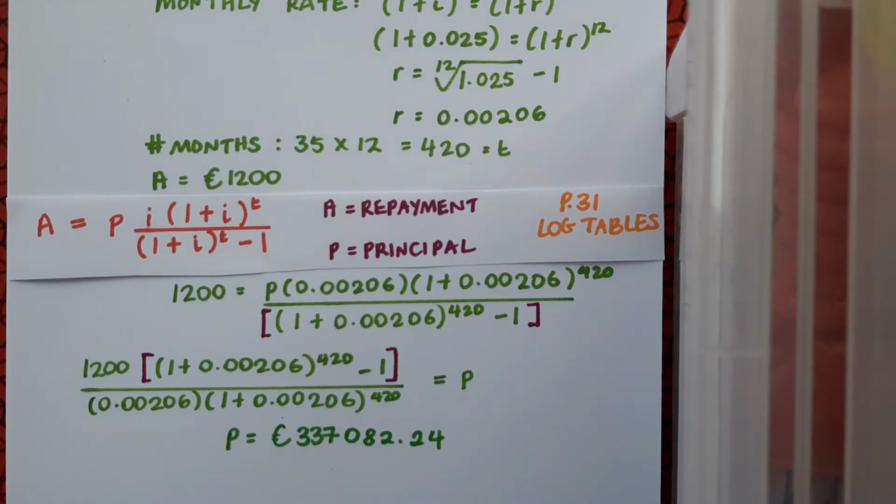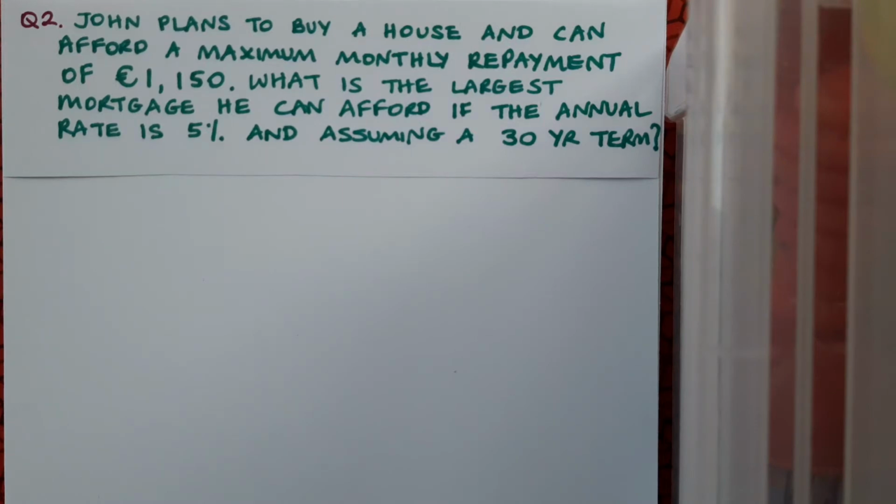Okay, so now a question for you. Okay, so here's your question. John plans to buy a house and can afford a maximum monthly repayment of 1,150. What is the largest mortgage he can afford if the annual rate is 5% and assuming a 30-year term? So pause the video here, give it a shot. Again, if you get stuck along the way, play a little bit until you've given yourself a bit of a nudge, and then pause again and go to the end or as far as you can.